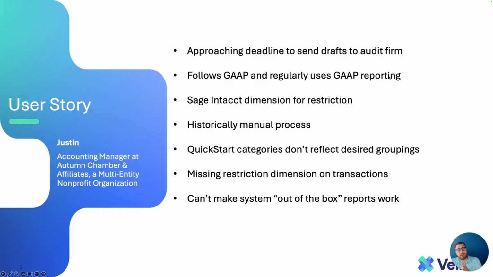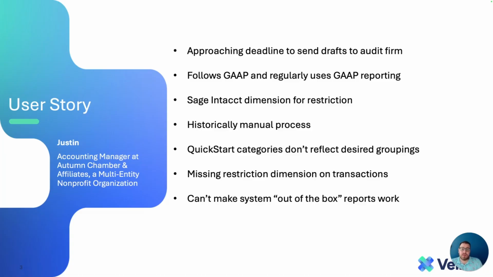Justin is the accounting manager at Autumn Chamber of Commerce and Affiliates, which is a multi-entity nonprofit. He's up against a looming audit deadline, where he's been tasked with sending draft financials to the audit firm. His organization reports consistent with GAAP, and they regularly use GAAP reporting. They use a Sage Intacct dimension to track net asset restrictions. Before coming to Sage Intacct, they put their GAAP statement of financial position together manually outside the system. They were hopeful that this could be automated, but Justin has hit some bumps in the road.